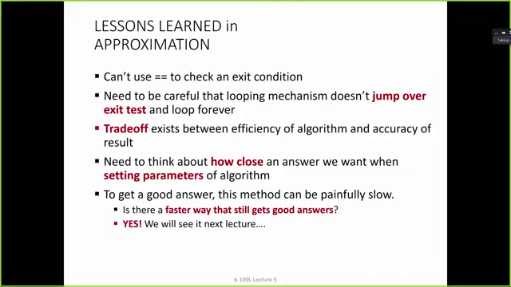Okay. So what are some lessons we learned in approximation? Right, so we can't use double equal sign to check for exit conditions. We always have to check whether we are within plus or minus some epsilon of the actual answer. We have to be careful that the exit condition, being plus or minus within some epsilon, doesn't jump over our exit test, as we just saw. In that case, we add some extra condition.